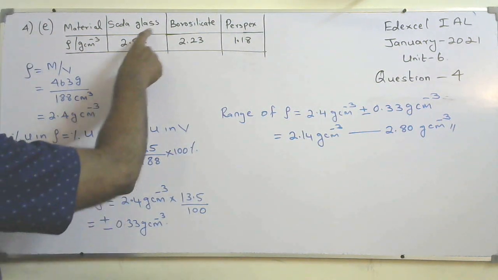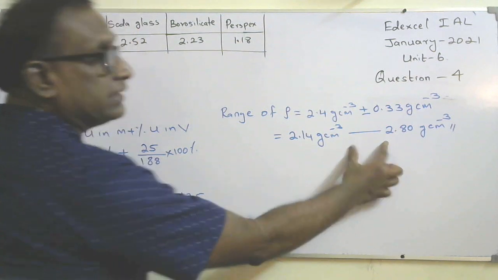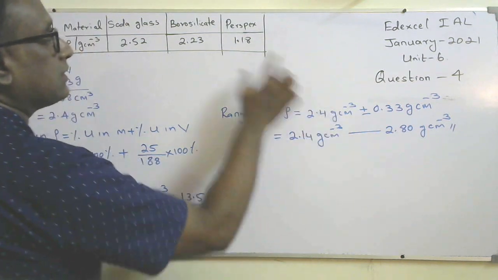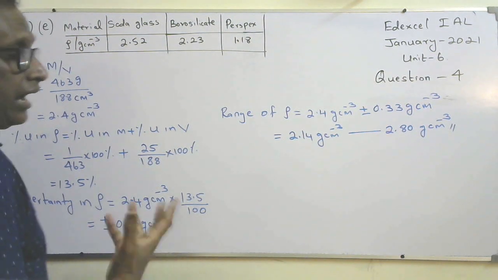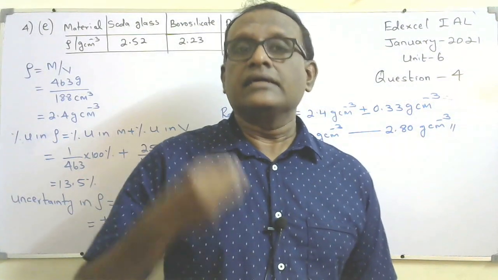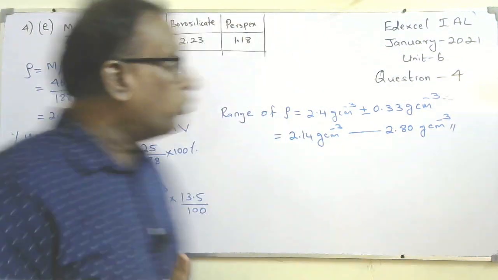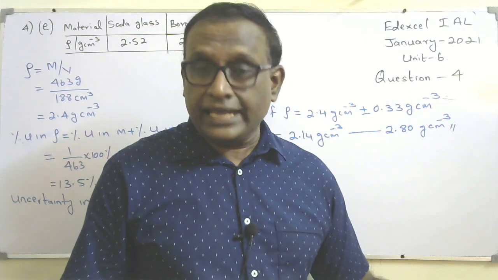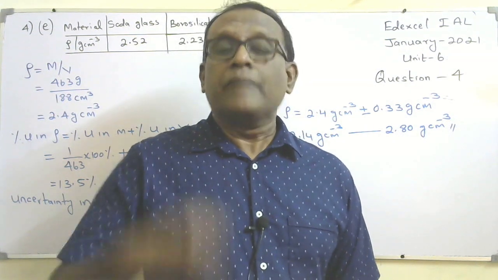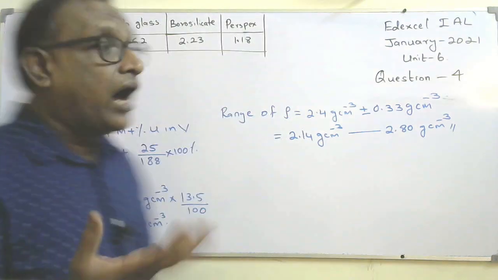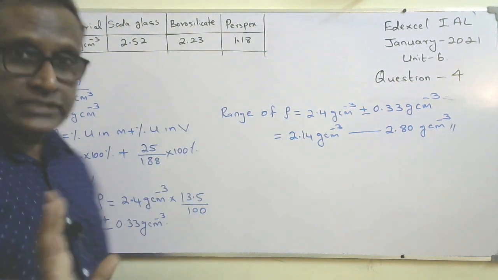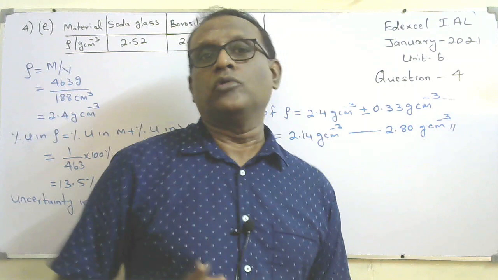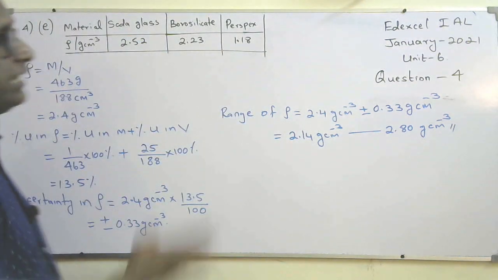Now check one by one. The density of soda glass is falling within this range. Borosilicate is also falling within this range, but not this one. So I can say the density of both soda glass and borosilicate is falling within the range of my experimental value. The material I used in the laboratory could be either soda glass or borosilicate. So it is not safe to use a Bunsen burner, because a Bunsen burner can be used only for borosilicate, not for soda glass. So I should give that conclusion.